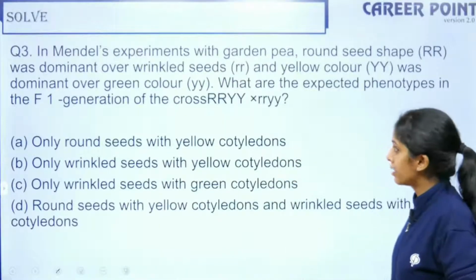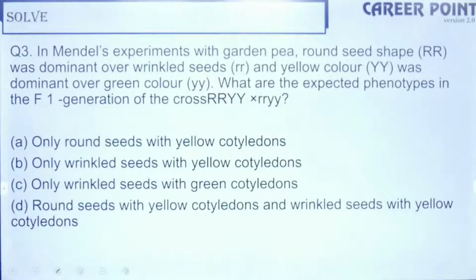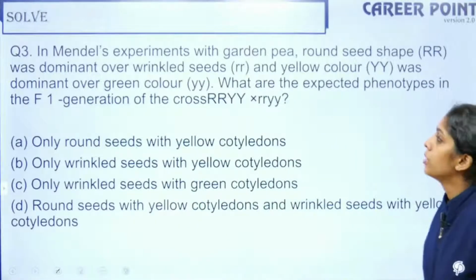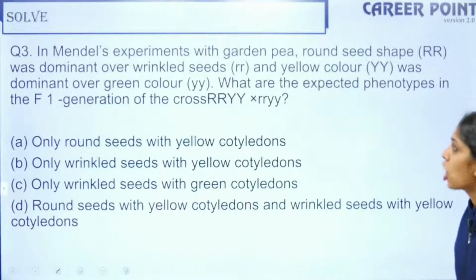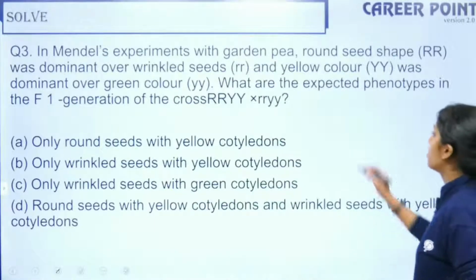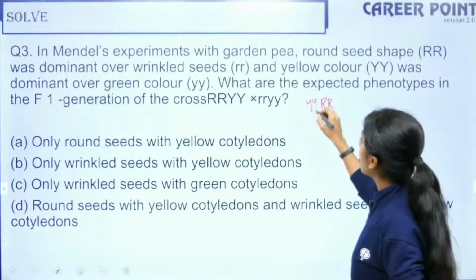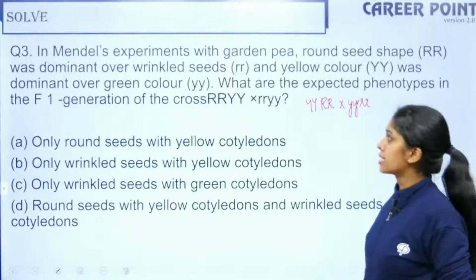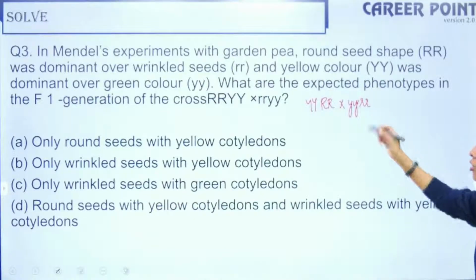So question number 3. What is the answer? In Mendel's experiment with garden pea, round seed shape was dominant over wrinkled seeds and yellow color was dominant over green color. So it is simply like this: you have round shape and yellow color, and they are dominant over green color and wrinkled seeds. What are the expected phenotypes in the F1 generation of this cross?